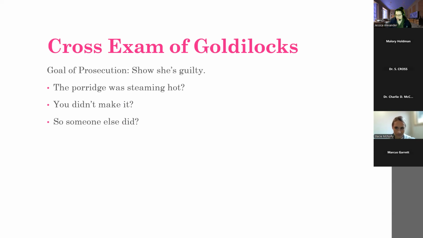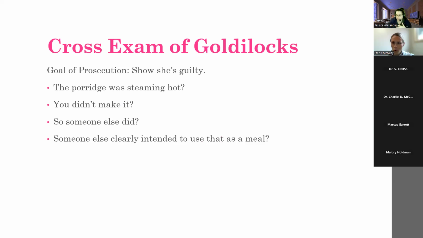Like, you didn't make the porridge. Someone else made the porridge. So someone else clearly intended to eat that porridge. It wasn't for you. No one makes porridge just for fun. They make it to eat it, right? Or you didn't build this house, did you?